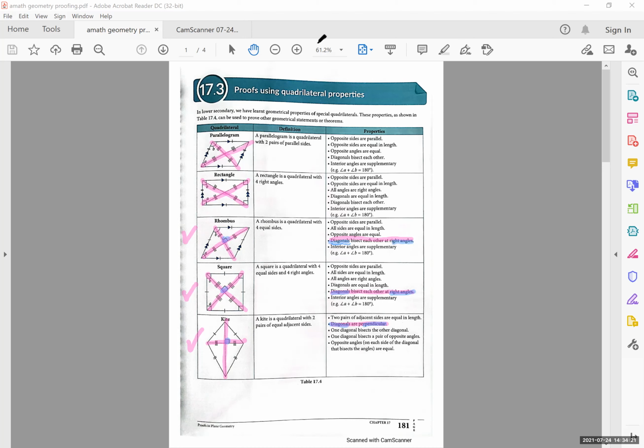But for rhombus and square, they have one more special one for the diagonals. For rhombus and square, the diagonals will bisect each other at right angles. Bisect each other means they're telling you that this and this will be equal. These 2 lengths and these 2 lengths will be equal. And then this and this and these are all equal. But for kite, they never say bisect. Why? Can you see only one diagonal is bisected, the other is not?